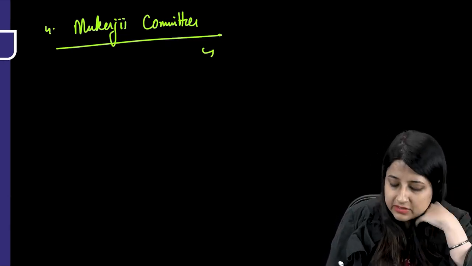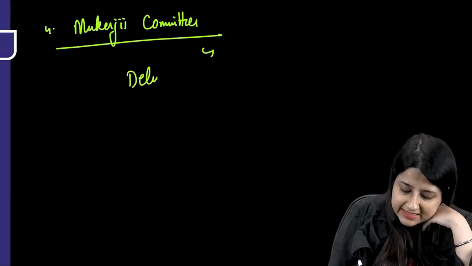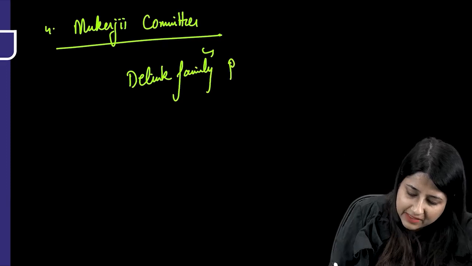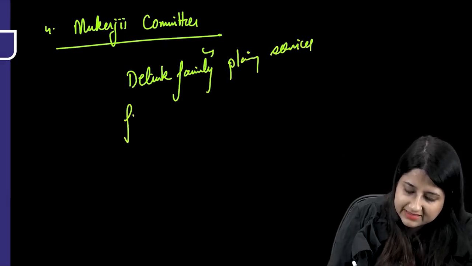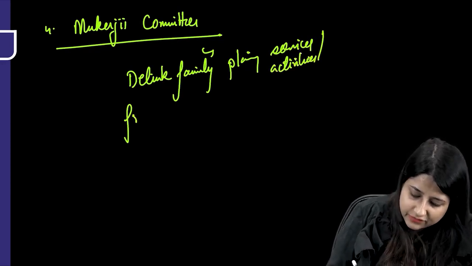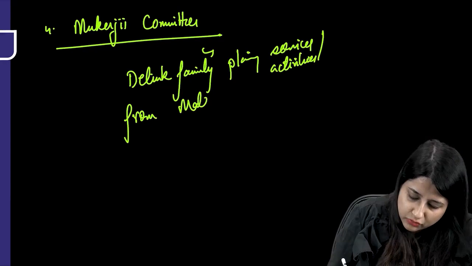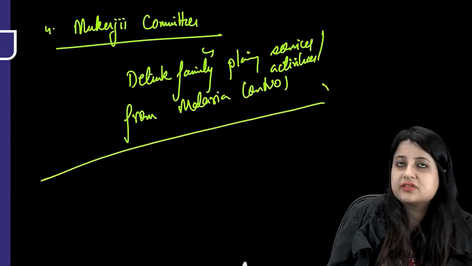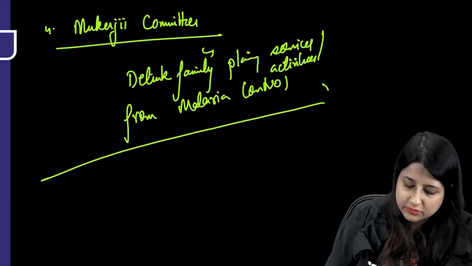Okay, what did Mukherjee Committee say? That please de-link, okay, separate. De-link what? De-link family planning services from malaria control. Okay, both of them should be separate. De-link family planning services from malaria control, okay, that was Mukherjee.